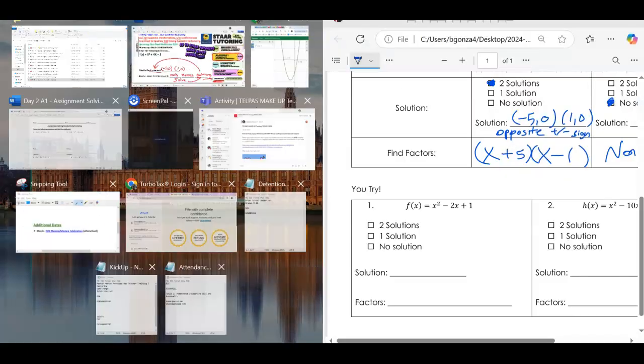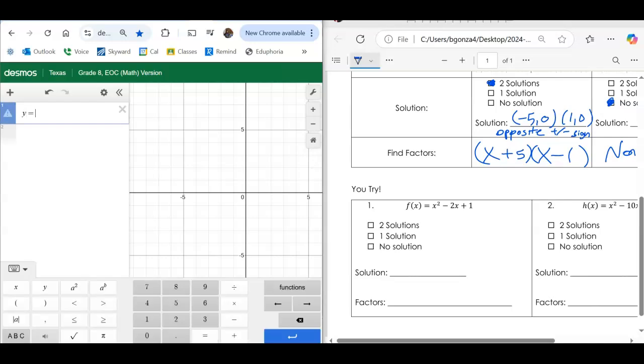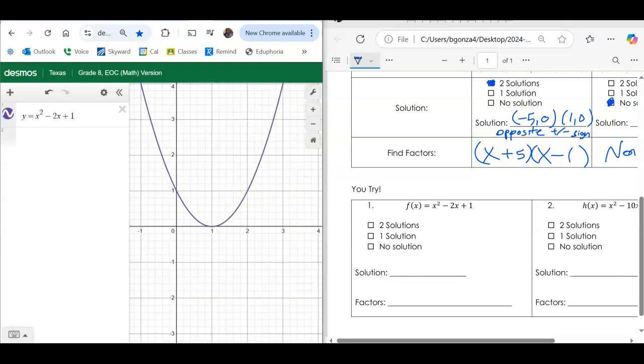Now, there's no graph for us, so we're going to use Desmos. So first off, f of x, you can just put y equals x squared minus 2x plus 1. Now this is interesting. How many times does it touch the x-axis? 1 time. You'll see that? Like sometimes it's just going to only intersect at the vertex, the change in direction, okay? So this is a weird situation where there's 1 solution. So the solution we're going to put is 1, 0.